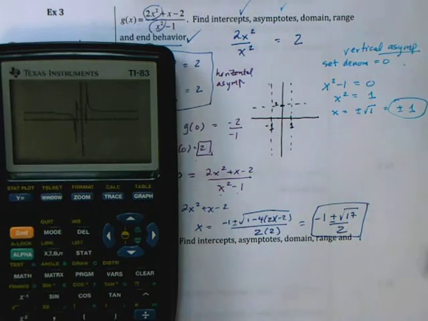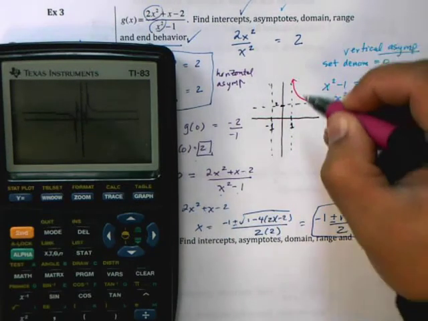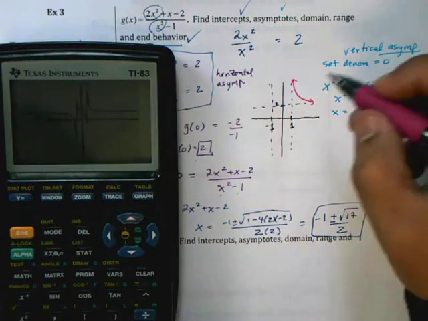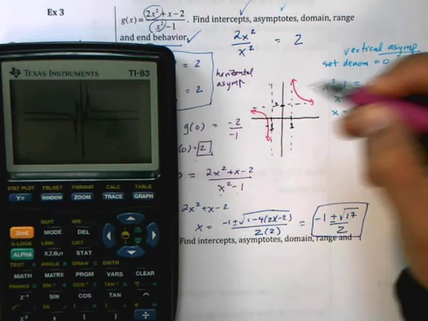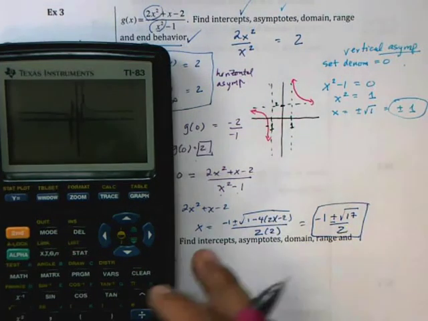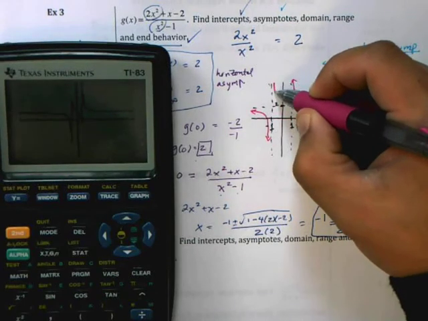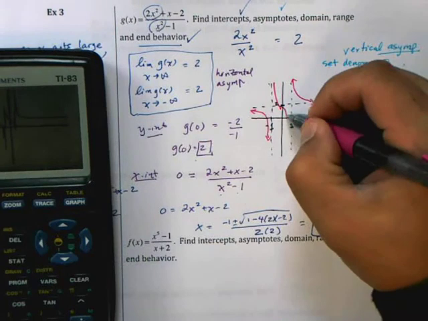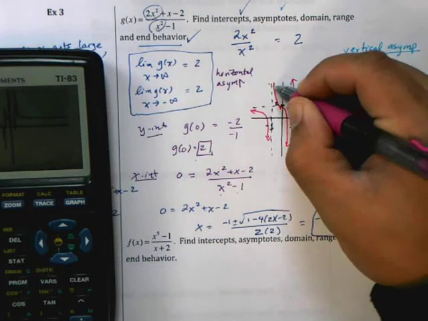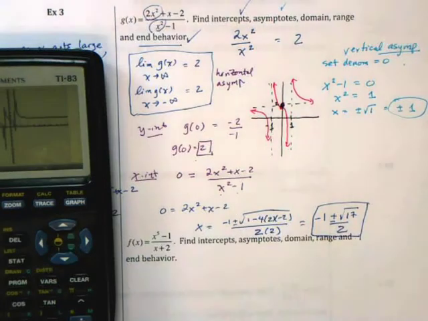It goes this way. It goes down this way. Okay. And in fact, it has another piece right here that goes down. It's going to touch at 2 exactly, and goes down here. Okay. I know this touches at 2 because that's the y-intercept. Okay.